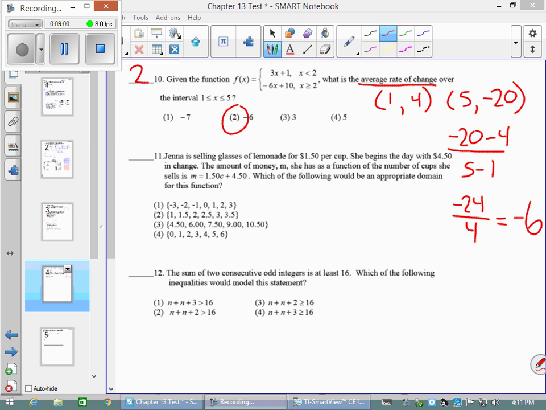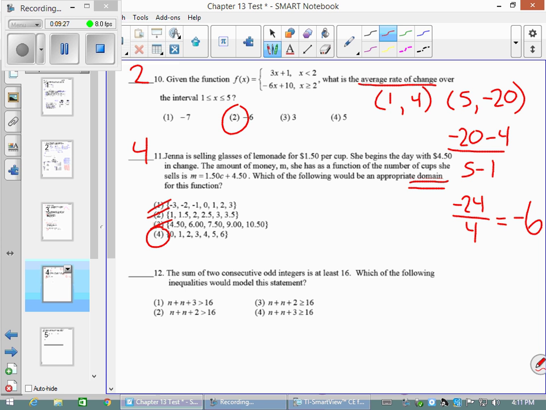So our domain is our x values. In this case, we're talking about how many cups. So if we're selling cups, we wouldn't have a negative amount of cups. We wouldn't be able to sell half a cup. So number 2 would not be our answer. Neither would 3. So our choice would be 4 because we would be selling whole number cups.